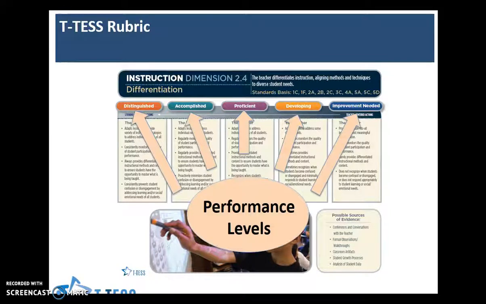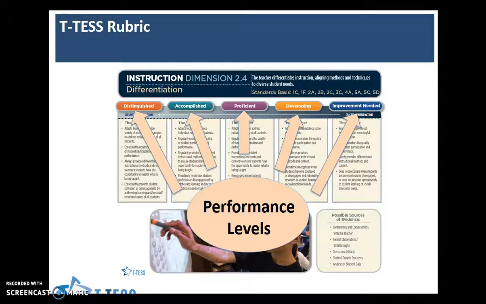This slide shows the performance levels: distinguished, accomplished, proficient, developing, and improvement needed. When appraisers use the evidence to score a lesson, they will begin in the proficient column. This performance level, proficient, signifies a rock-solid teacher. Let me say this again. Proficient is rock solid. What does this mean?